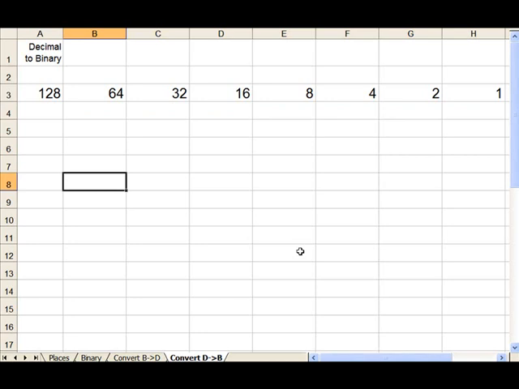And let's take the number 213. Now, you might want to pause this and see if you can do it on paper without any help and without a calculator. And if you can, then you have mastered converting numbers from decimal to binary. Okay, 213. Let's say, is there any 128s?